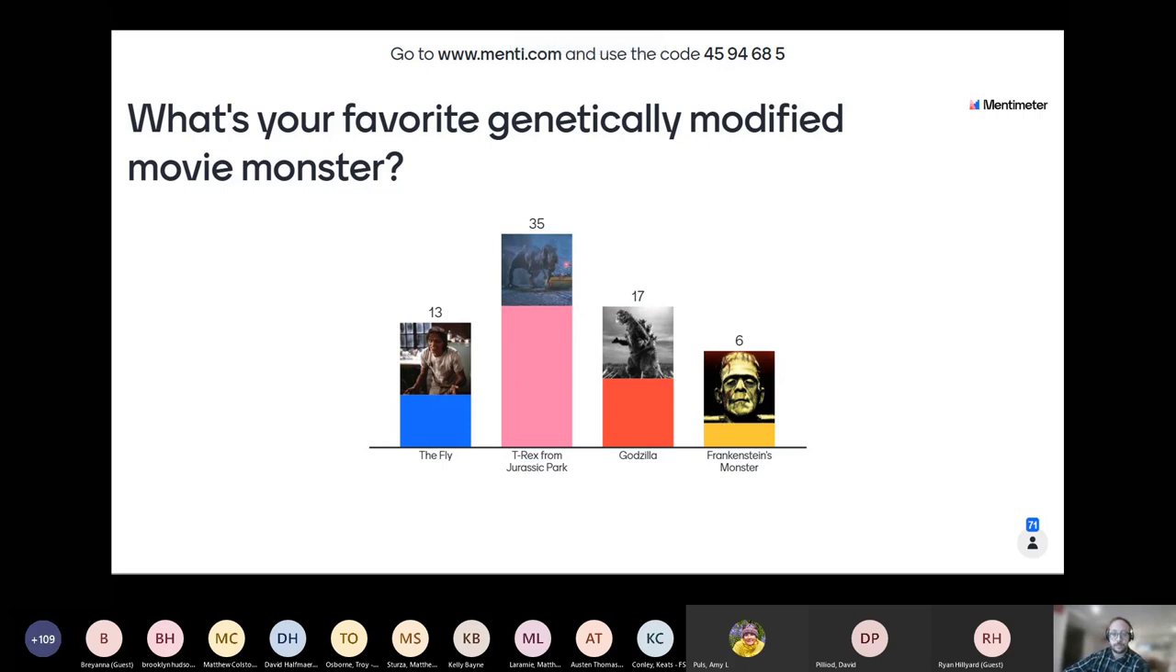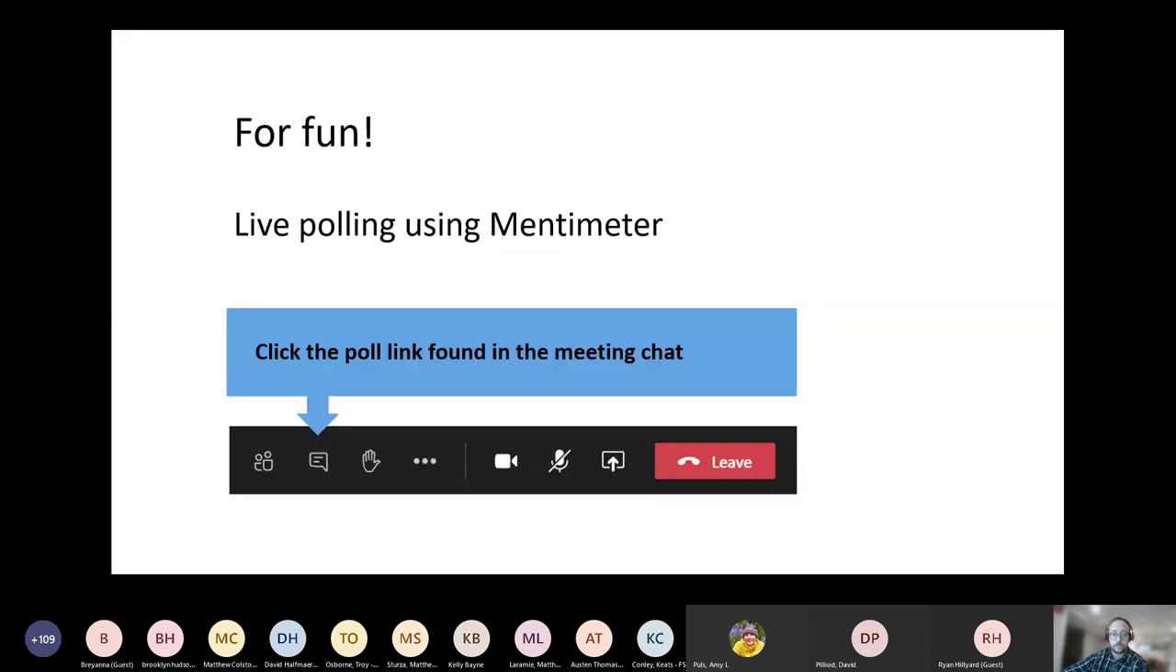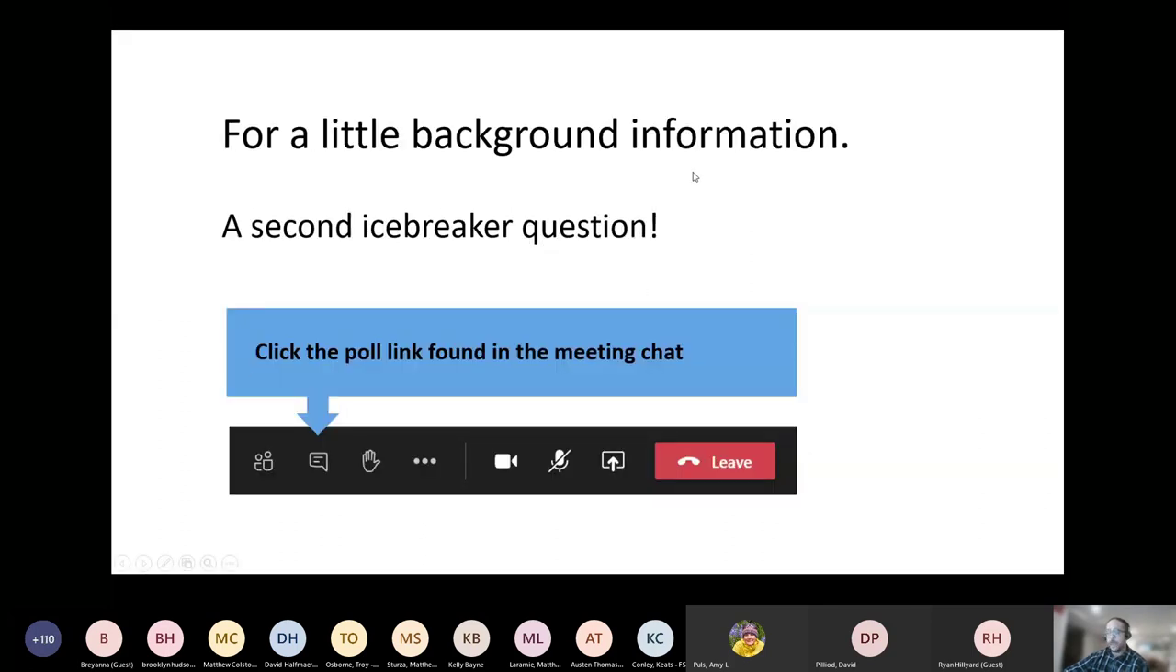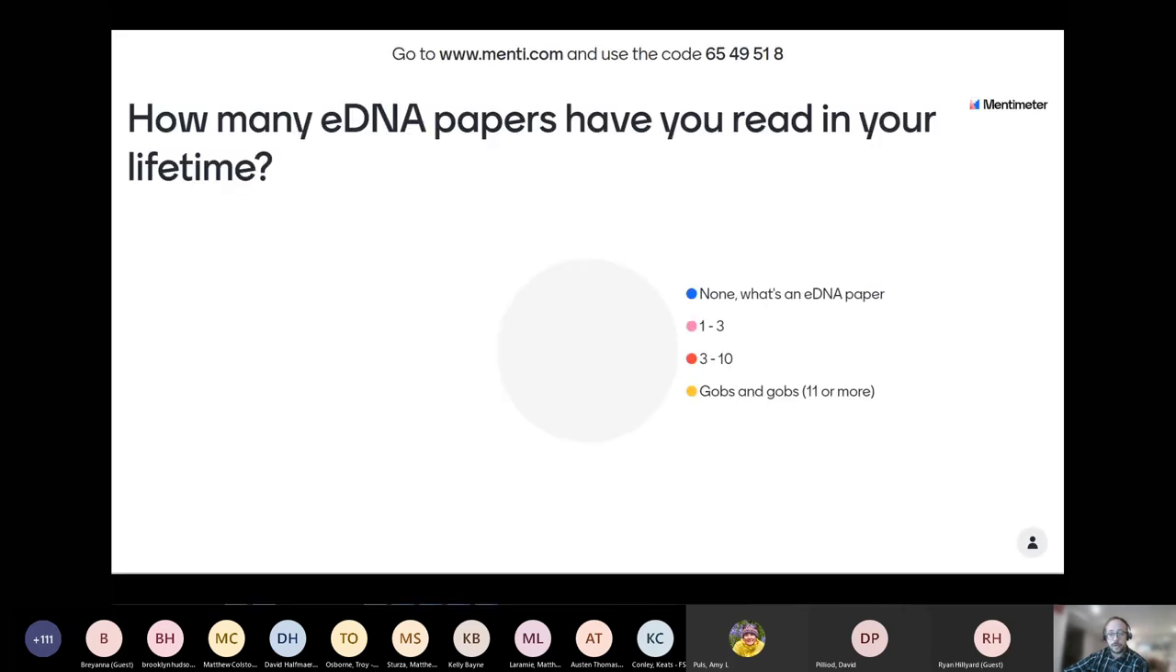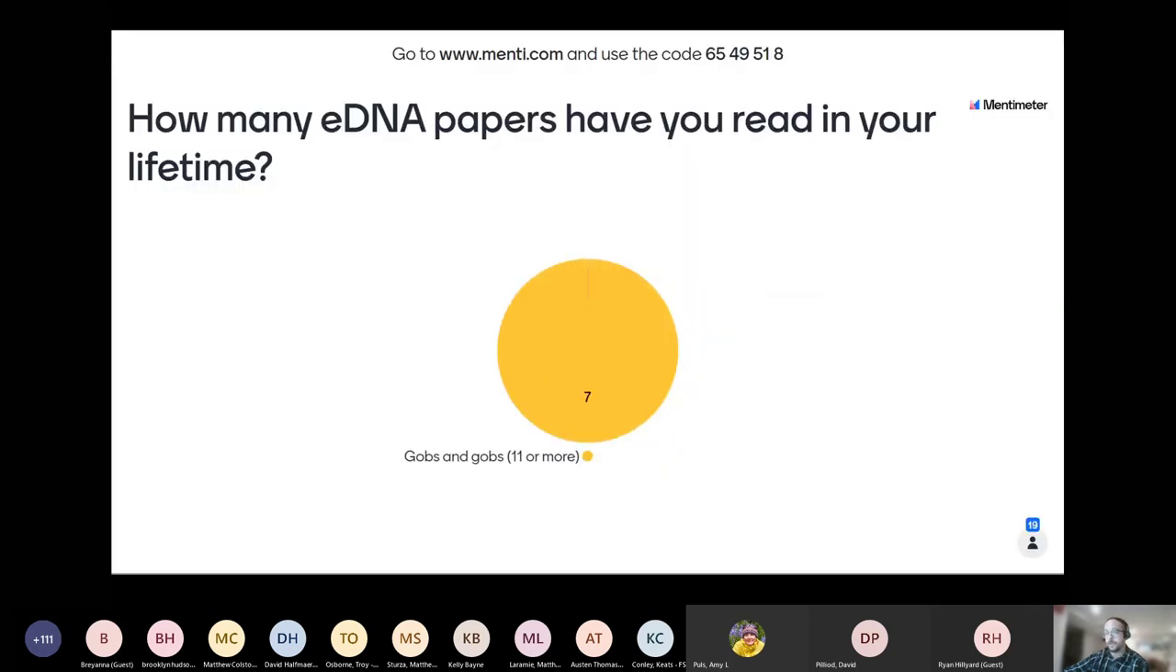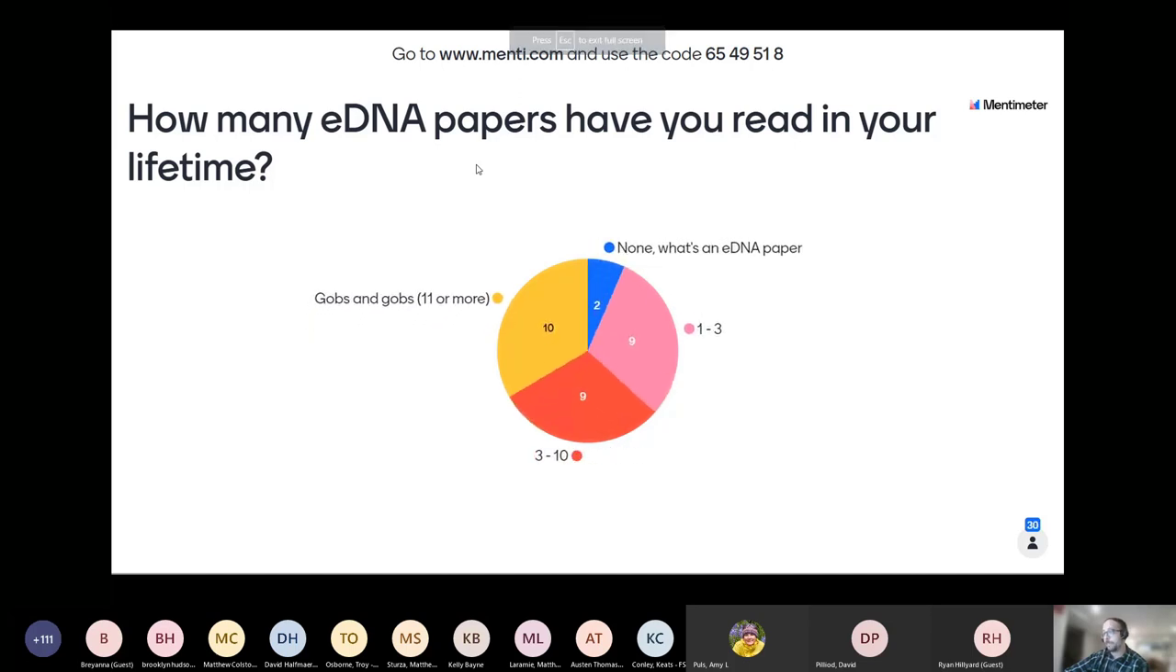All right. And so now we have another icebreaker question just to really get our fingers flowing and know how to use the chat function and Mentimeter. And the second icebreaker question: how many eDNA papers have you read in your lifetime?